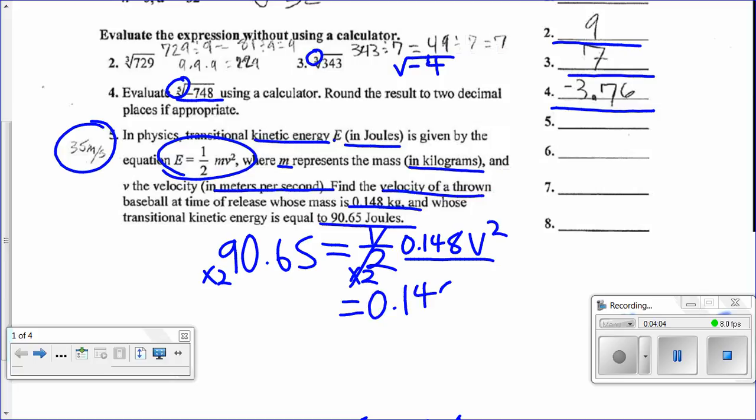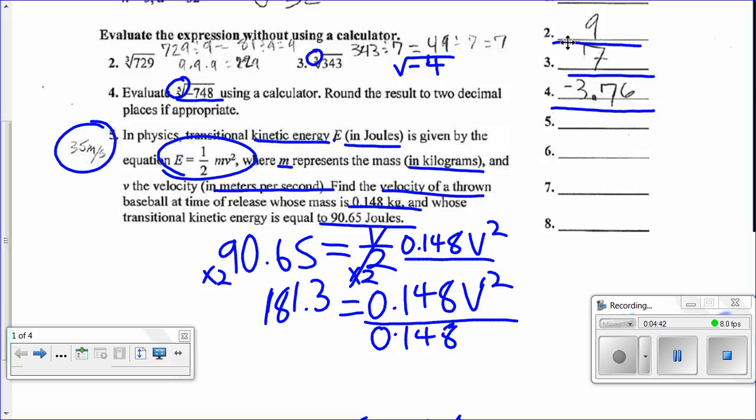So now 90.65 times 2, 181.3. Okay, so now our v squared, which is what we're trying to isolate for, is being multiplied by 0.148. So in order to undo that and get v squared by itself, we have to divide by 0.148. After we do that, those divide to 1. 1 times anything is just itself. So we get v squared. We also know that what we do to one side, we must do to the other side.